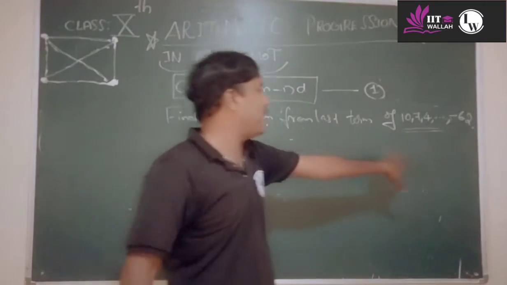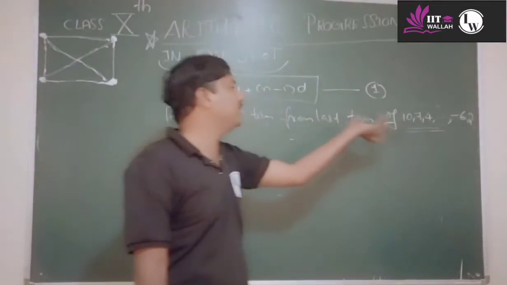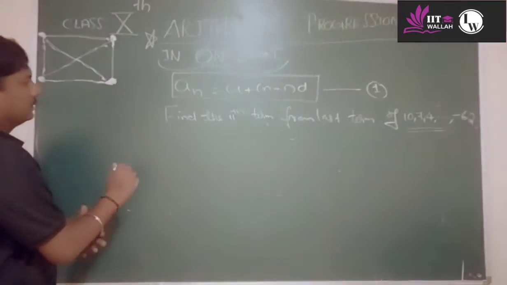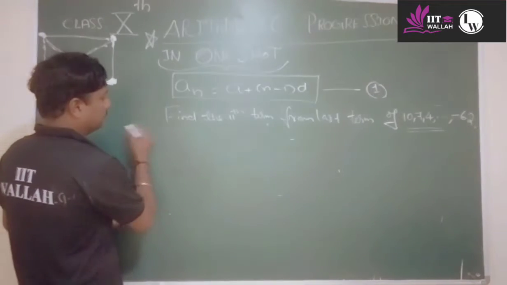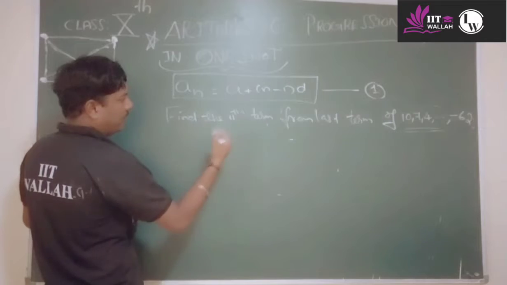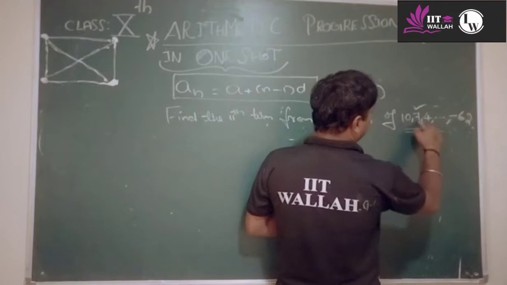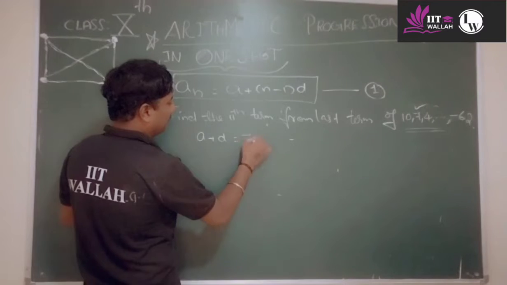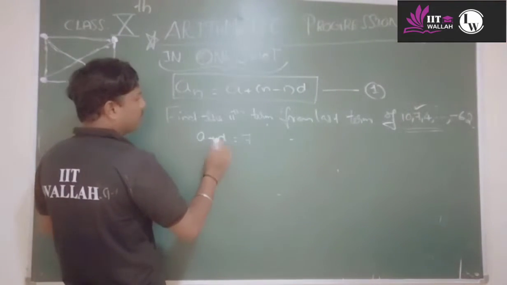So this is a finite AP because there is a first term and there is a last term. So first of all let us find how many terms are there. That means n we can find easily. See here, to find n it is very easy. Here the second term is 7. So that means a plus d is equal to 7.